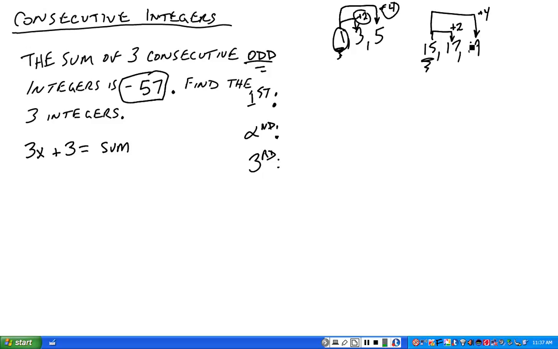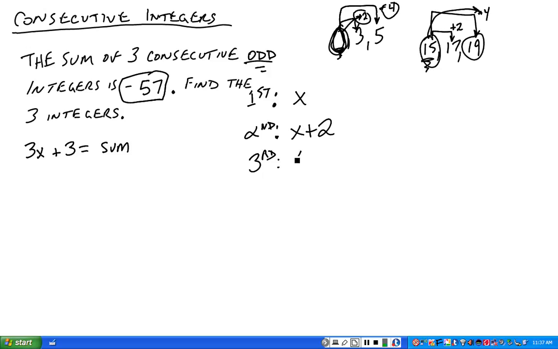Alright, so now I think I understand what my setup should be. So I don't know my first number, so it's x. I know my second number is going to be whatever the first number is plus 2, so x plus 2. And then my third number is whatever the first number is plus 4.